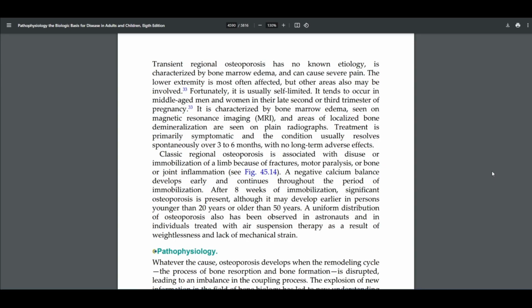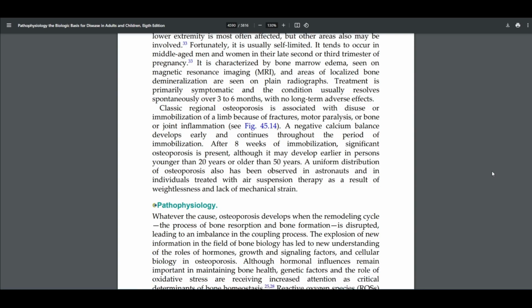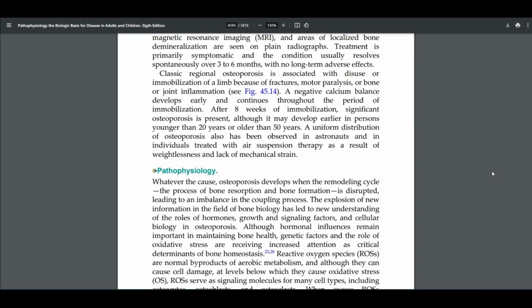It is characterized by bone marrow edema, seen on an MRI, and areas of localized bone demineralization are seen on plain radiographs. Treatment is primarily symptomatic, and the condition usually resolves spontaneously over 3 to 6 months with no long-term adverse effects. Classic regional osteoporosis is associated with disuse or immobilization of a limb because of fractures, motor paralysis, or bone or joint inflammation.